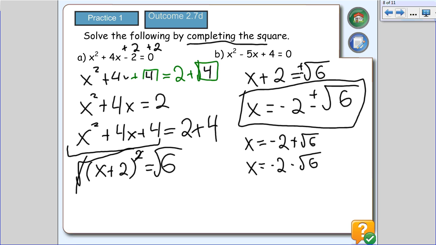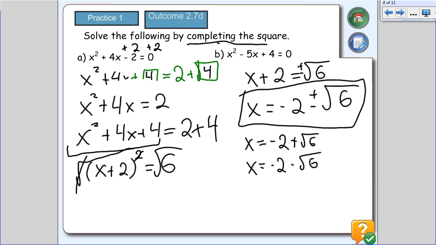If it tells you to complete the square, you must complete the square. If it tells you to do the quadratic thing, it'll say something about quadratic. Exactly. And if it just says solve, do whatever way you want.